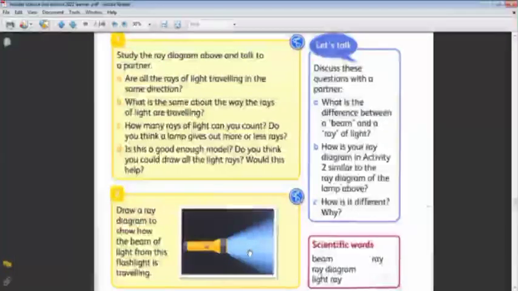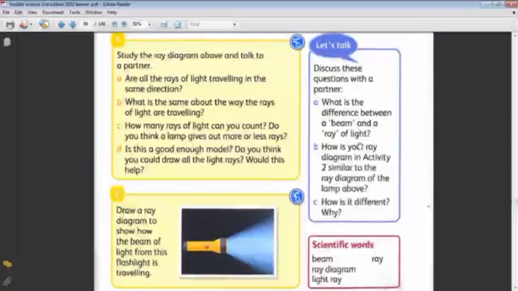This is a beam. What is the ray? The ray is a straight line, and a beam of light is made of many individual rays. The ray is the straight line that we can represent the light with. We represent this beam of light in a straight line. So this is the difference between the beam and the ray. The beam is what we see come out from the source of light.